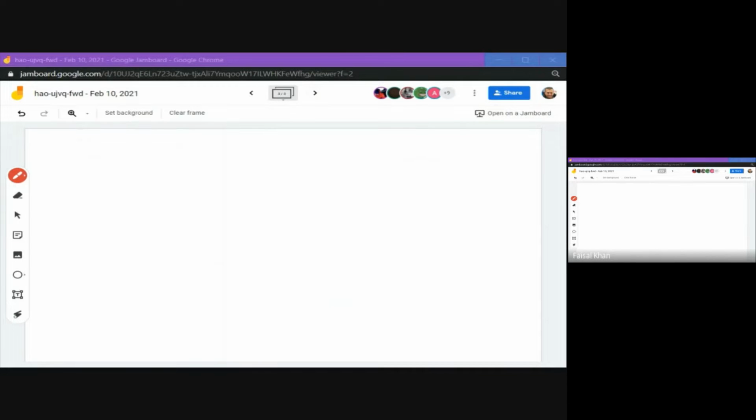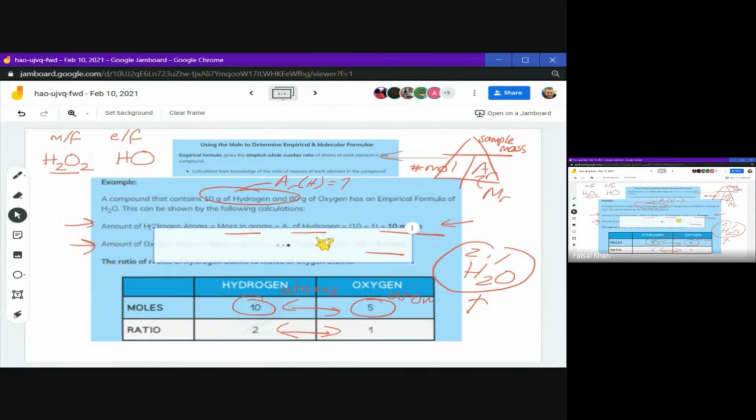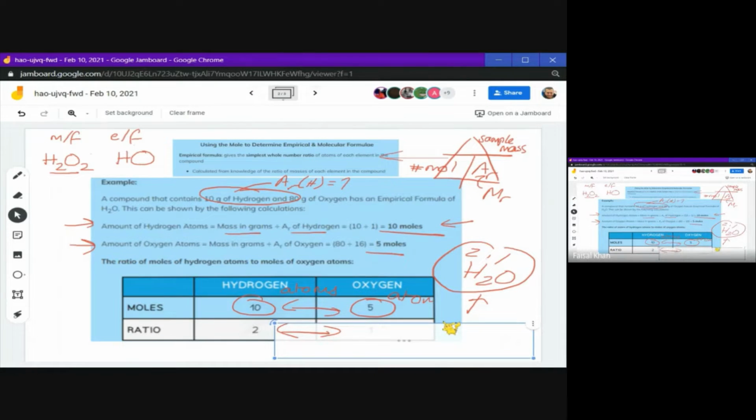Okay, so to conclude with that point, since you have equal numbers of moles of atoms, right? So equal numbers of moles of atoms contain the same number of atoms. The ratio of hydrogen atoms to oxygen atoms is 2-to-1. Hence, the empirical formula is H2O. Right? Now, try not to think about H2O. Right? Try not to think about H2O.